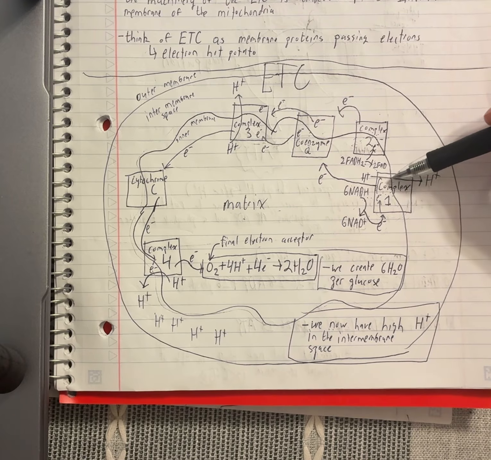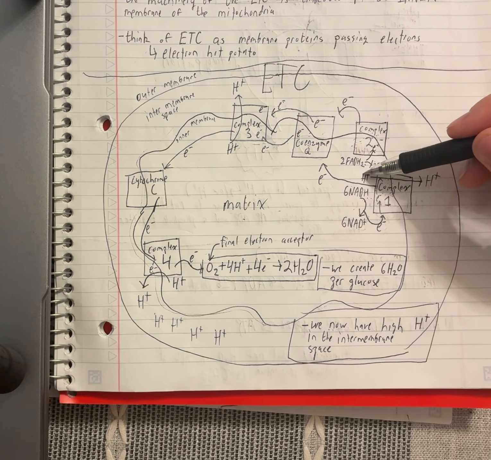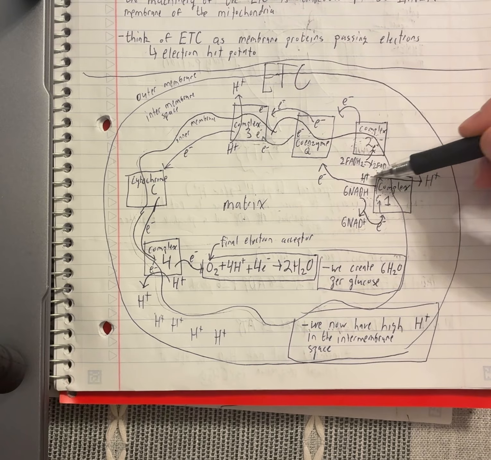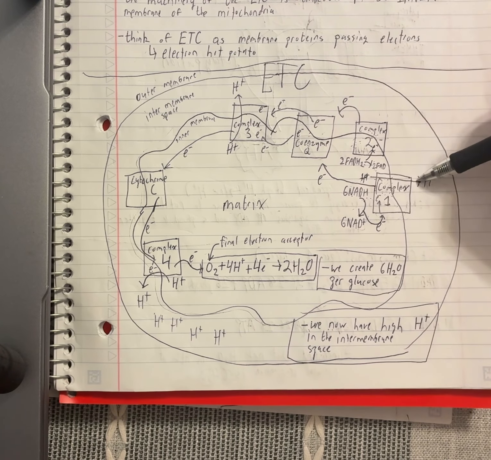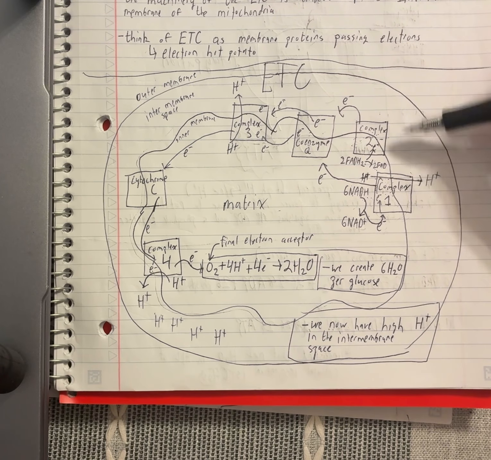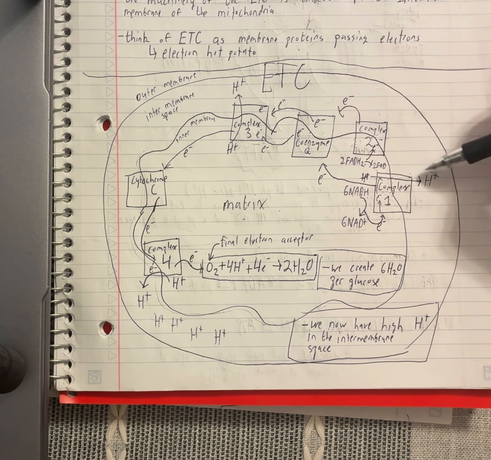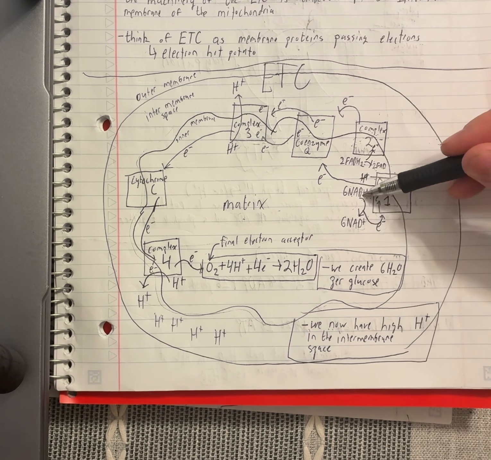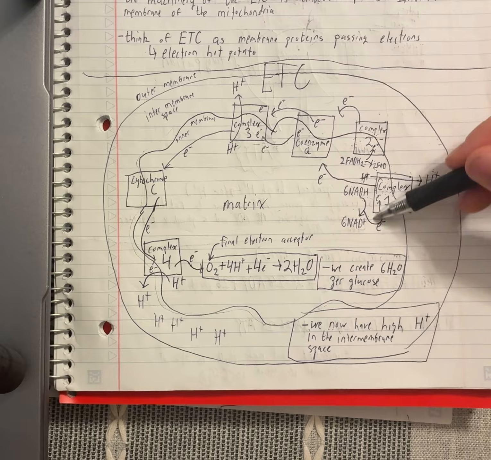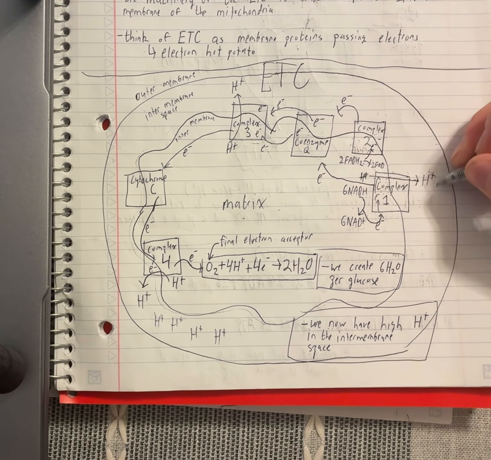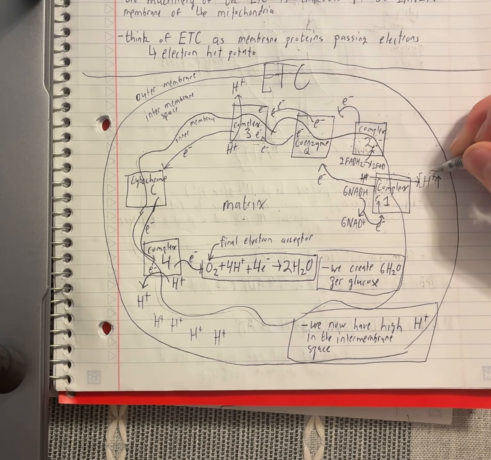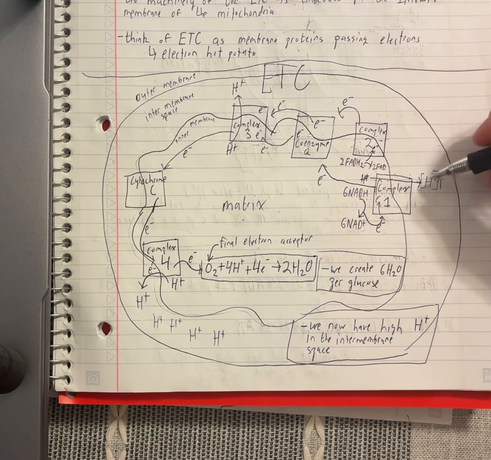And what that conformational change is going to do is take protons from within the mitochondrial matrix and pump them out of the matrix into the intermembrane space, the space between the two membranes of the mitochondria. So we're using the reducing power of NADH, which means we're using its electrons, to pump these protons into the intermembrane space, creating a high concentration of protons in the intermembrane space.